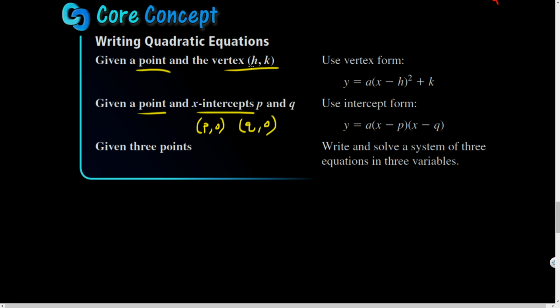Vertex form, if you knew the vertex. Intercept form, if you're given the two intercepts. And if you are given 3 points, I would recommend just doing standard form, y equals ax squared plus bx plus c, except given those 3 points, you end up having to plug in each point for y and x. You write 3 separate equations in 3 variables, and then you end up solving for a, b, and c using substitution, elimination, or something like that.